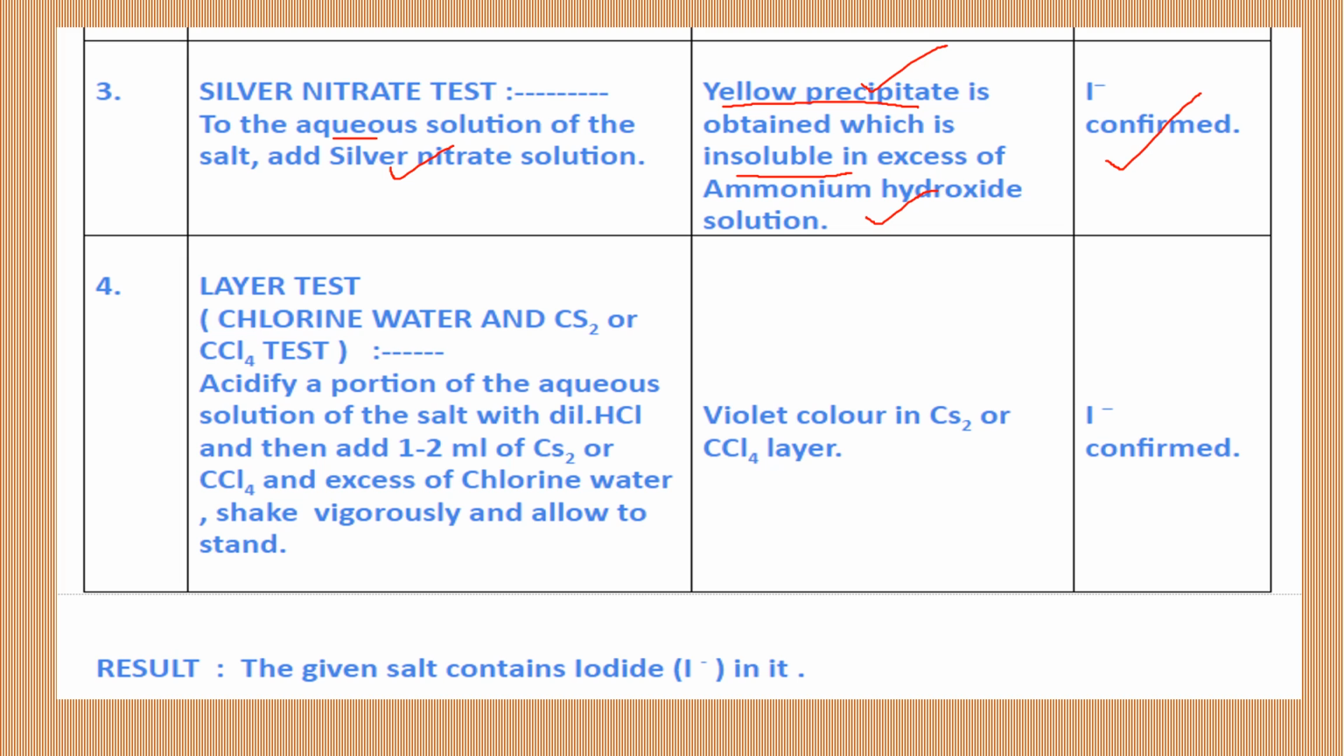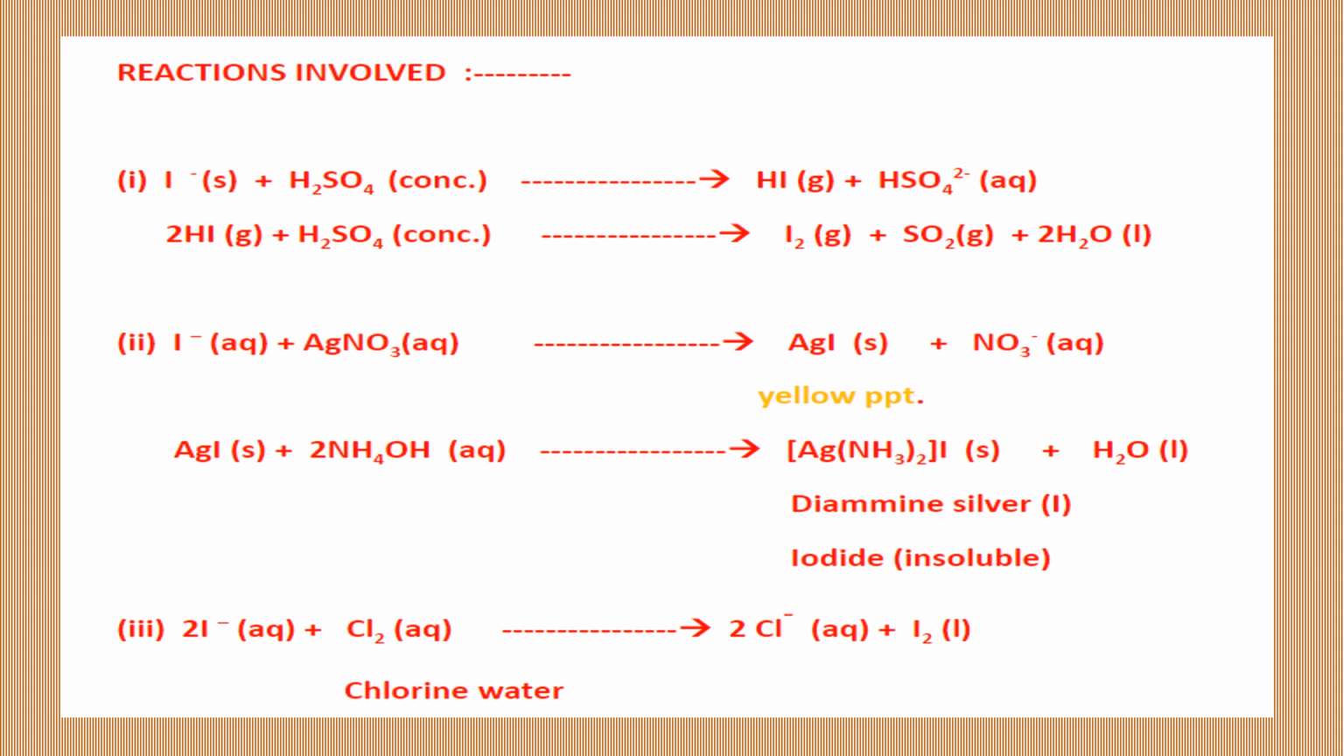And for the layer test, in the same manner, you take the aqueous solution, add a small quantity of acid to acidify it, then 1 or 2 ml of CS2 or CCl4 and excess of chlorine water, and shake it vigorously. The violet coloration will appear in the CS2 or CCl4 layer. So this again confirms that it is iodide. And the result is that the given salt contains iodide in it.